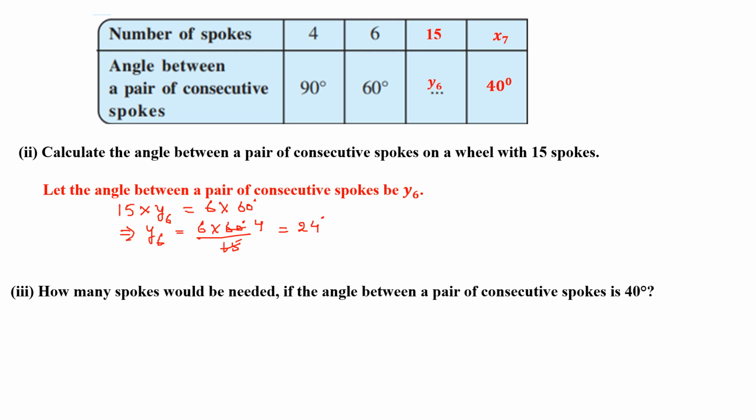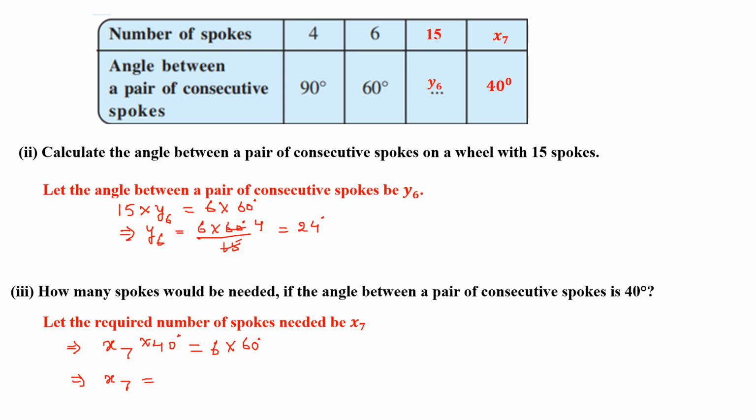The next part, how many spokes would be needed if the angle between a pair of consecutive spokes is 40 degrees? So here the angle between the consecutive spokes is given. You have to find the number of spokes. So let's assume the required number of spokes needed be x7, and as they are in inverse proportion, I can write from here x7 into 40 degrees is equal to 6 into 60 degrees. So the value of x7 will be 6 into 60 degrees divided by 40 degrees.